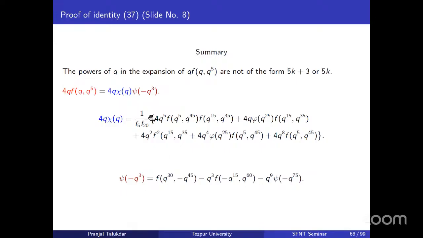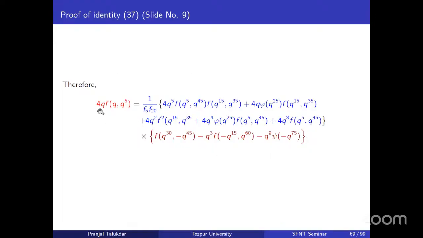Now we know that if we multiply these two, the powers of q which are of the form 5k plus 3 and 5k plus 4 are actually 0, because they are not present here. So the ultimate combination will give 0. So ultimately we have this after multiplication. So we have these five. This is the 5-dissection of 4q f of q comma q5.